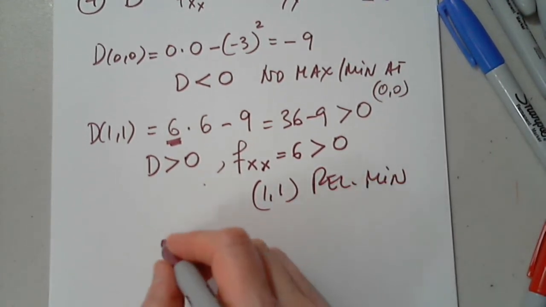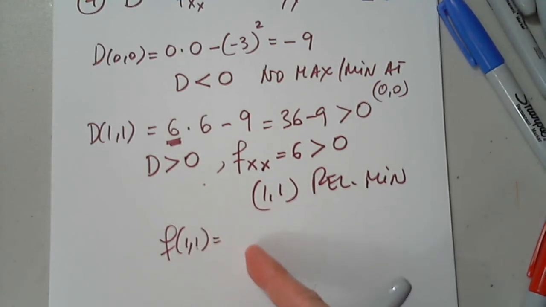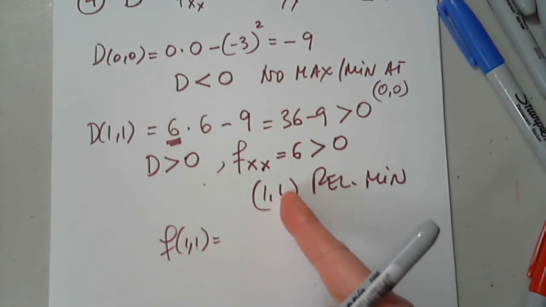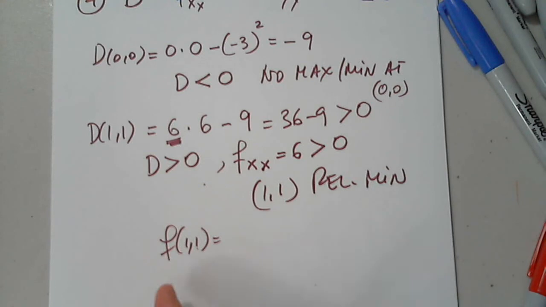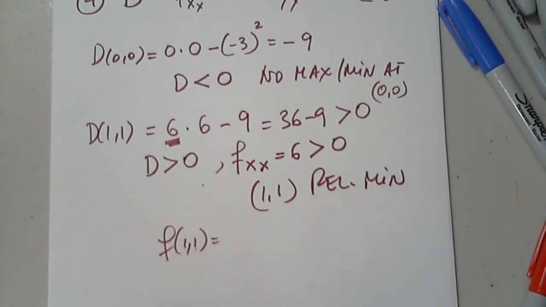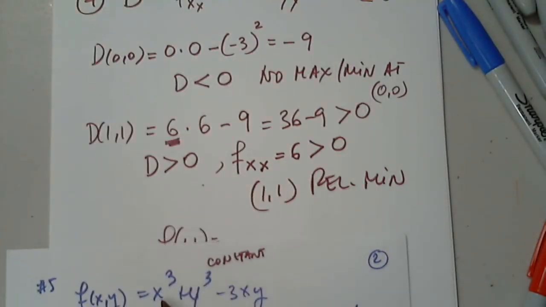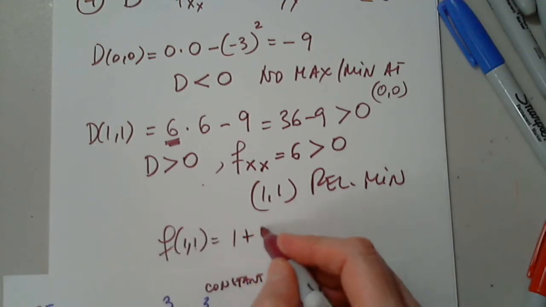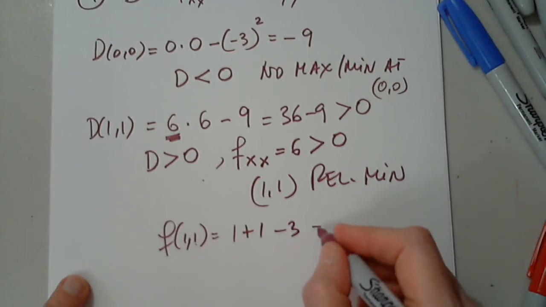How do I determine it? I find f of (1, 1). This is the relative min. This is where the relative min is located. At (1, 1), x is 1, y is 1, but now I want to find the relative minimum value of the function. So I go back to the function. Where is it? Here it is. And I plug in (1, 1). 1 plus 1 and minus 3. So this is -1.